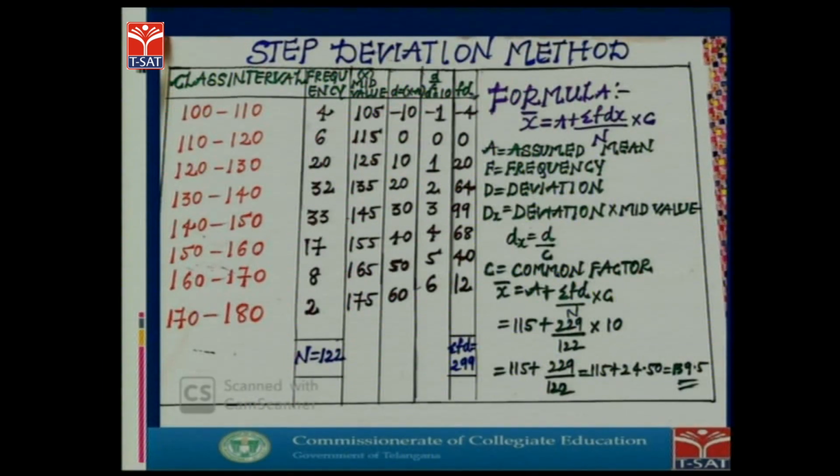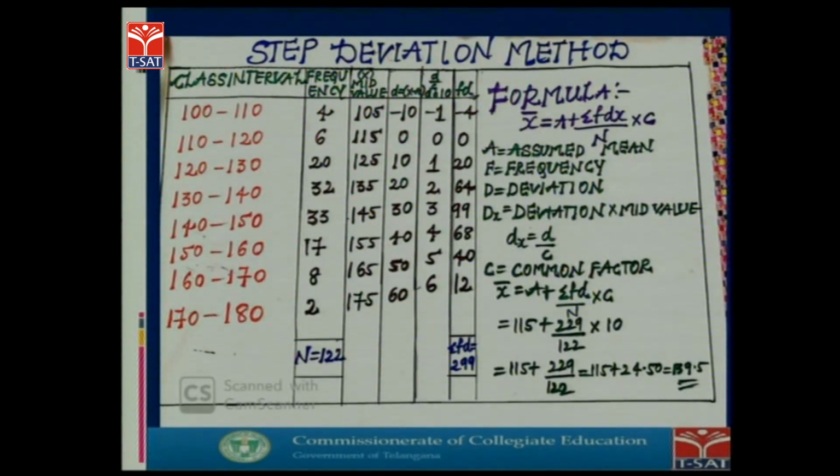Formula for step deviation method is x bar is equal to a plus sigma f dx divided by n into c, where a is the assumed mean, f is the frequency, d is the deviation, dx is deviation into mid value, dx is equal to d by c. Now let's see in the sum.